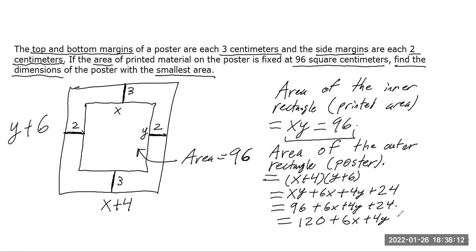Now, sadly, I can't do the optimization yet, right? What we have to do is use this equation up here for the area of the inner rectangle to get the following area of the outer rectangle in terms of just one of these variables. I think that most of us like X a bit more than Y. So what I'm going to do is solve for Y in terms of X. Well, X times Y is equal to 96. So Y is equal to 96 over X.